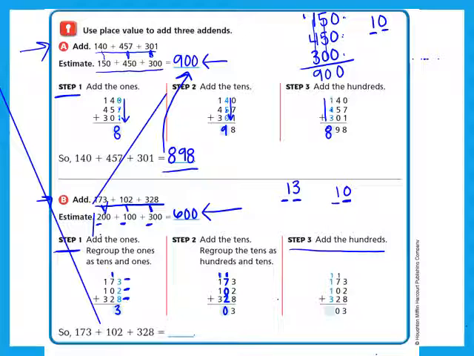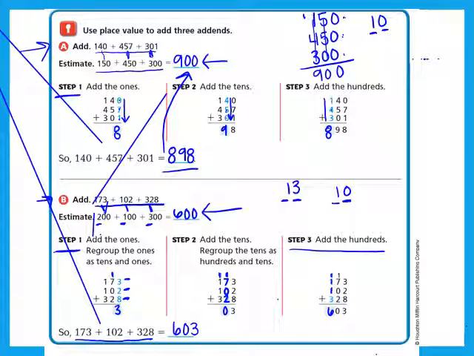Next I'm going to add my hundreds. I'm going to start with the 1 that I carried over. 1 plus 1 is 2. Sorry. 2 plus 1 is 3, and 3 plus 3 is 6. So my final answer is 603 when I add 173 plus 102 plus 328.